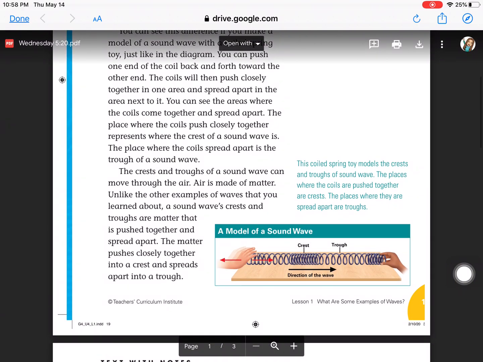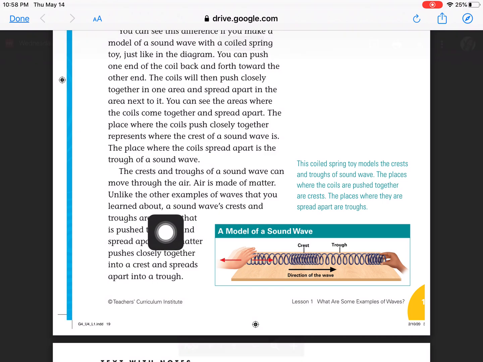And remember, one difference I noticed was that when we read about the string, the matter is the string, but here air is made of matter.